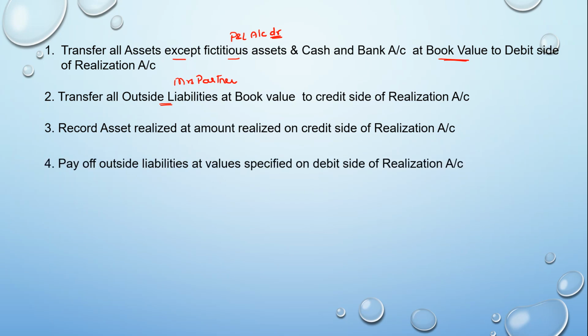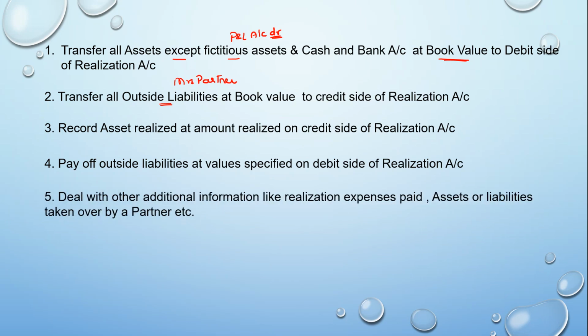The next step is they would have given you that the liabilities have been paid at this value. So whatever is that agreed value at which it is being settled, you show the payment to those outside liabilities on the debit side of the realization account. So you see that you have initially taken those outside liabilities on the credit side of realization account. You are paying it off, it comes on the debit side of realization account.